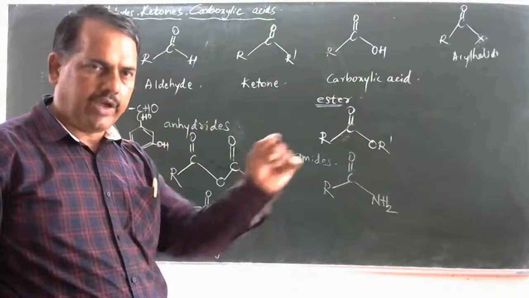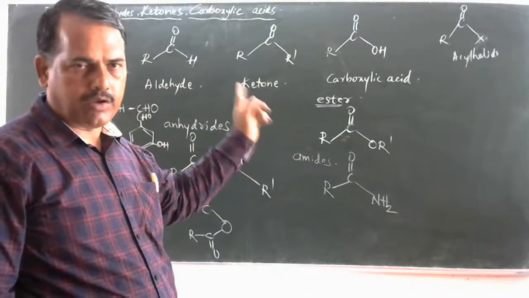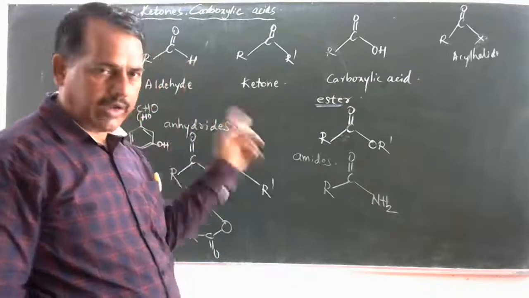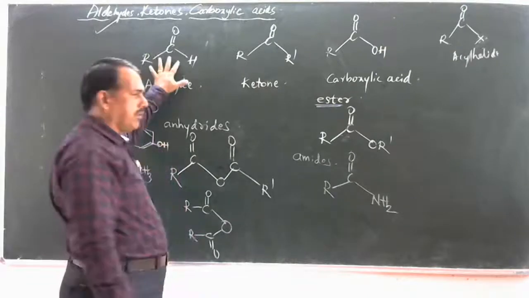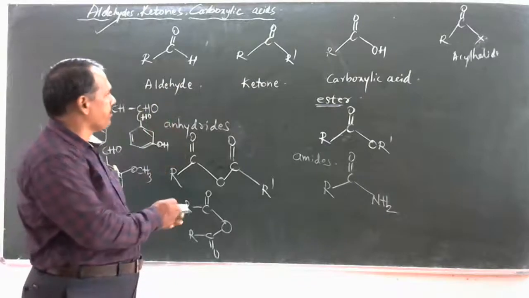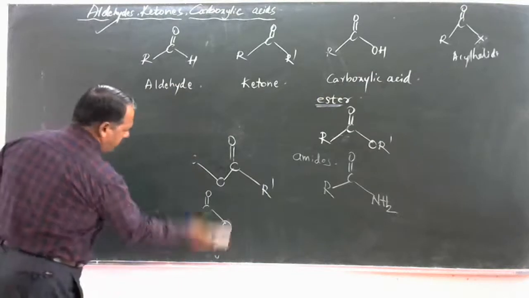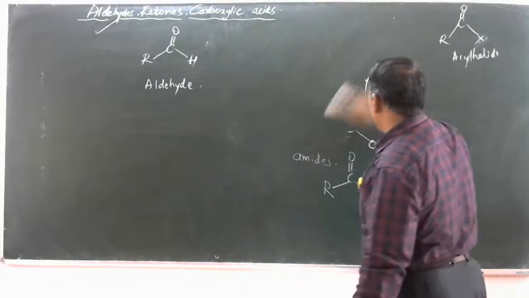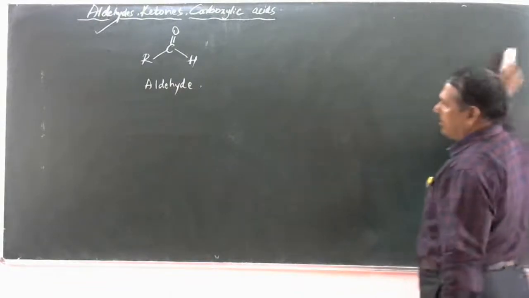aldehydes, ketones, and carboxylic acid. How to write their general formula? It is on the board. You have to observe very clearly, and you have to write. Then we shall study the next part, that is the aldehydes, their nomenclature, common name, and IUPAC name. See, in aldehydes, the functional group we find is CHO, in ketone R, C double bond O, R dash, and in carboxylic acid we find RCOOH.